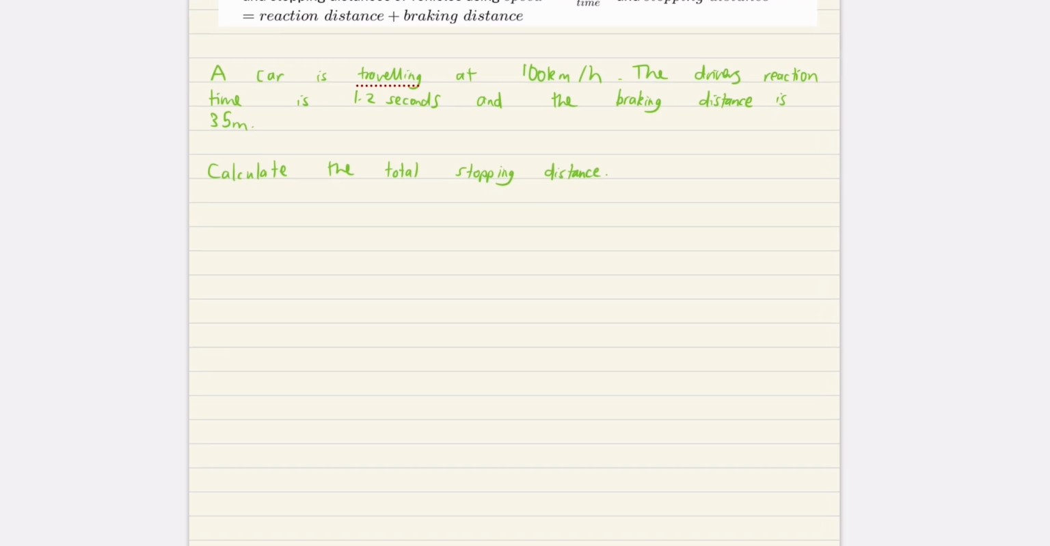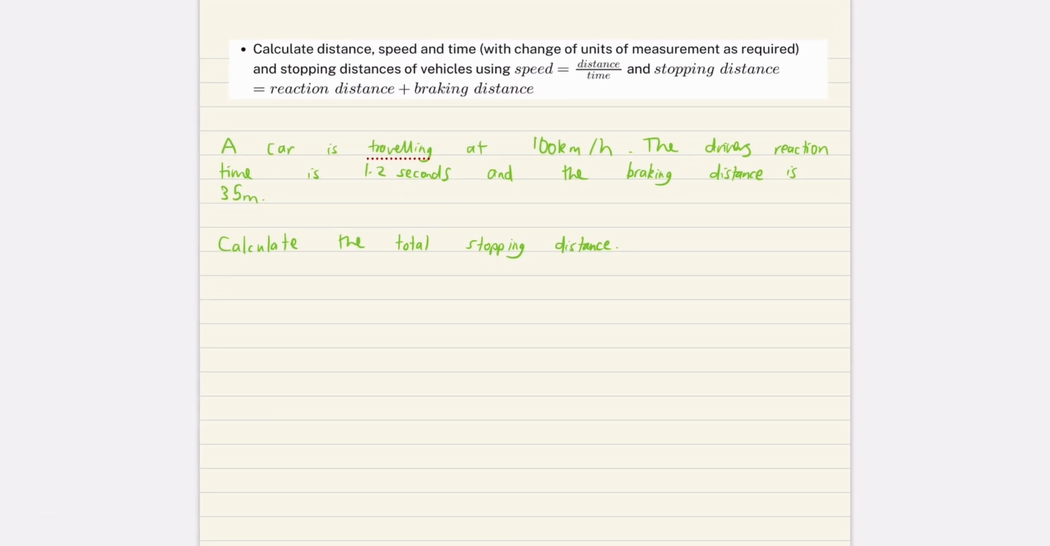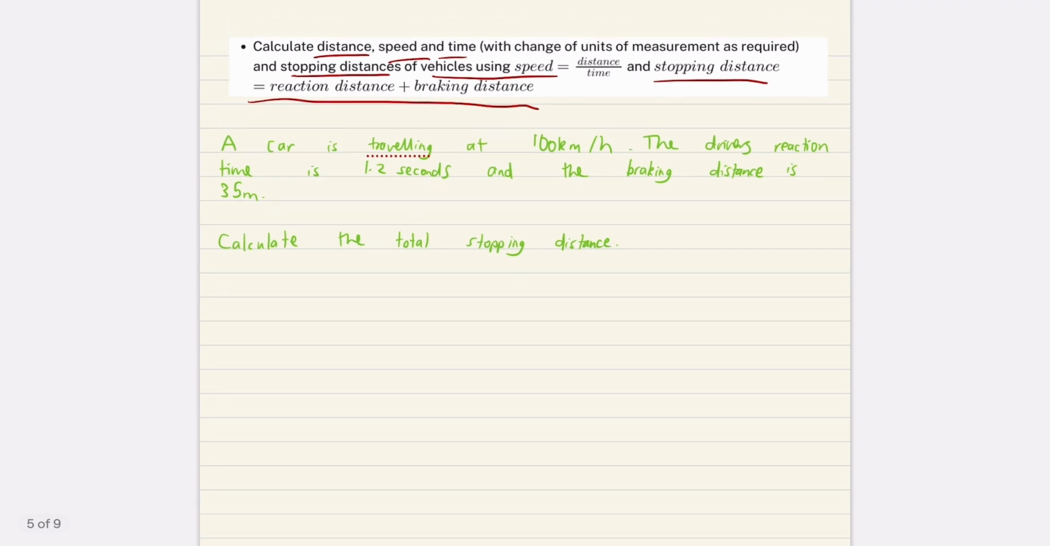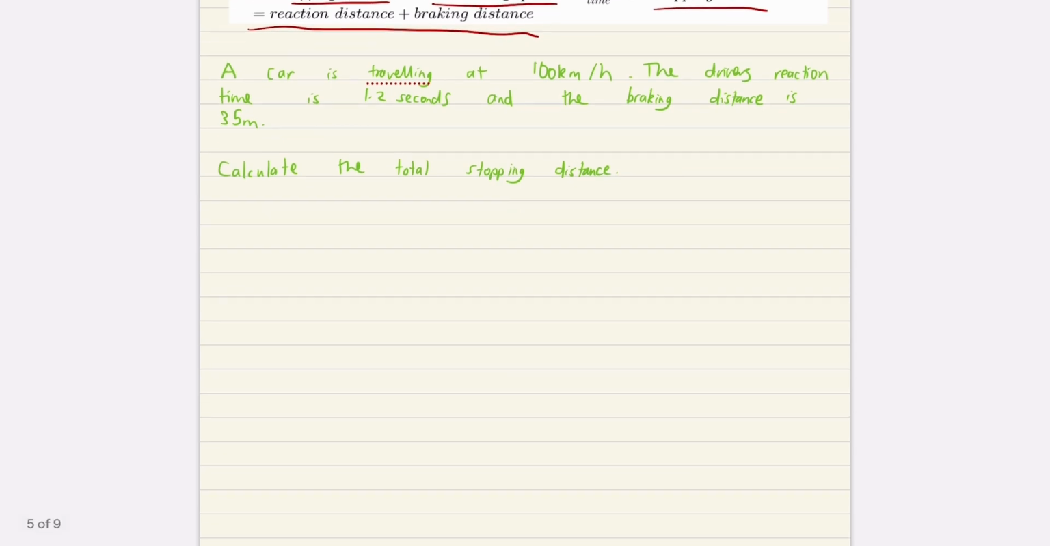Okay, so that's that example. Let's move to the final dot point. Calculate distance, speed, and time with change of units of measurements as required, and stopping distance of vehicles using that, and stopping distance equals reaction time plus braking distance. So this question basically tests all the elements in that dot point there. So if we've got a car traveling at 100 kilometers an hour, and the driver's reaction time is 1.2 seconds, and the braking distance is 35 meters, calculate the total stopping distance.